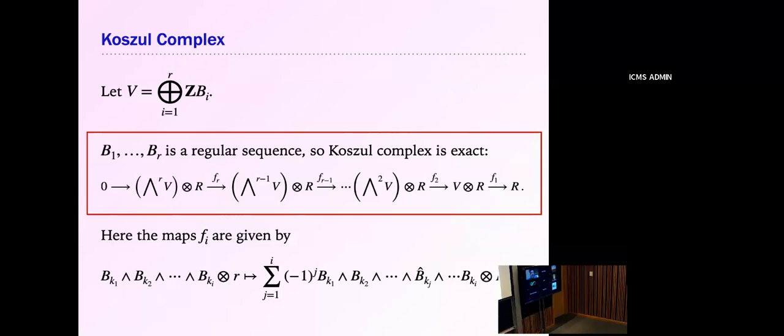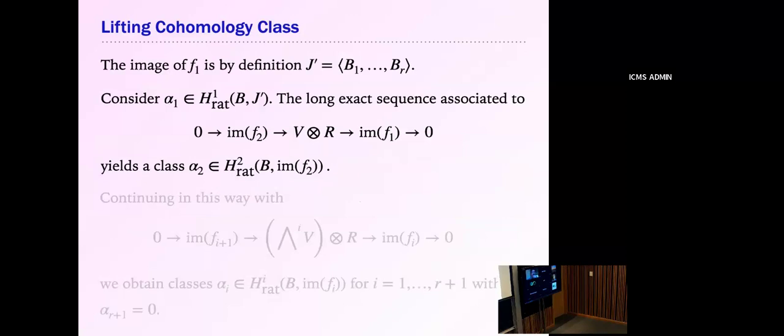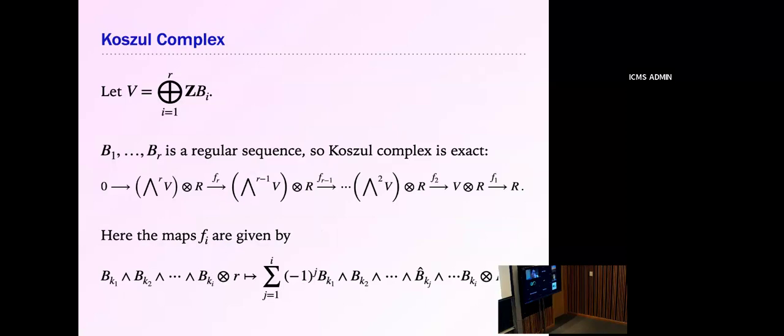Okay, so how are we going to use that? This is just a construction. The idea is we lift our cohomology class across the complex. The image of F1 is just the ideal. This is the free module generated by the BIs, and they map under F1 just to BI. So the image of this map is the R module generated by the BIs, i.e. the ideal generated by the BIs, which is the definition of J prime. So the image of F1 is by definition J prime.